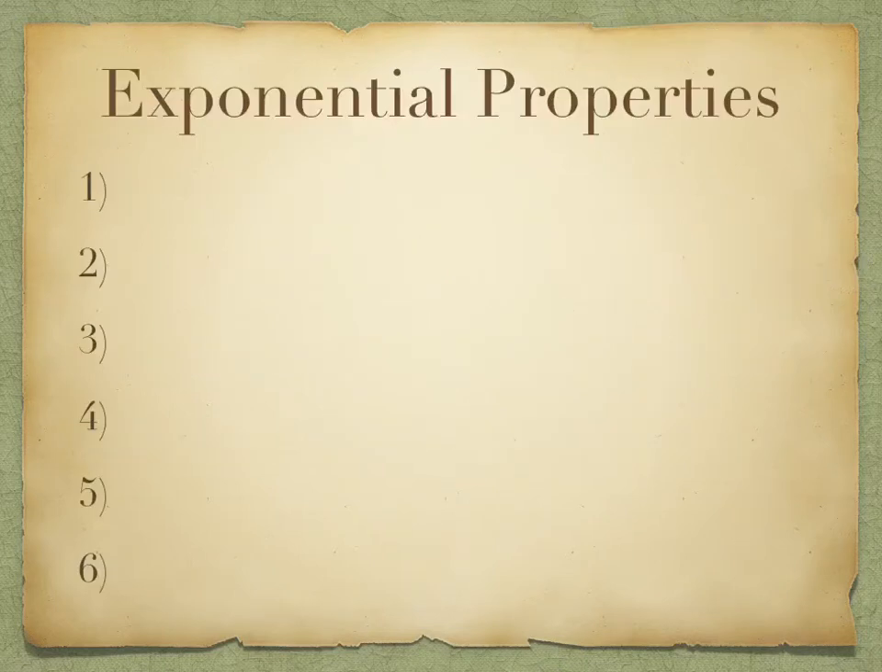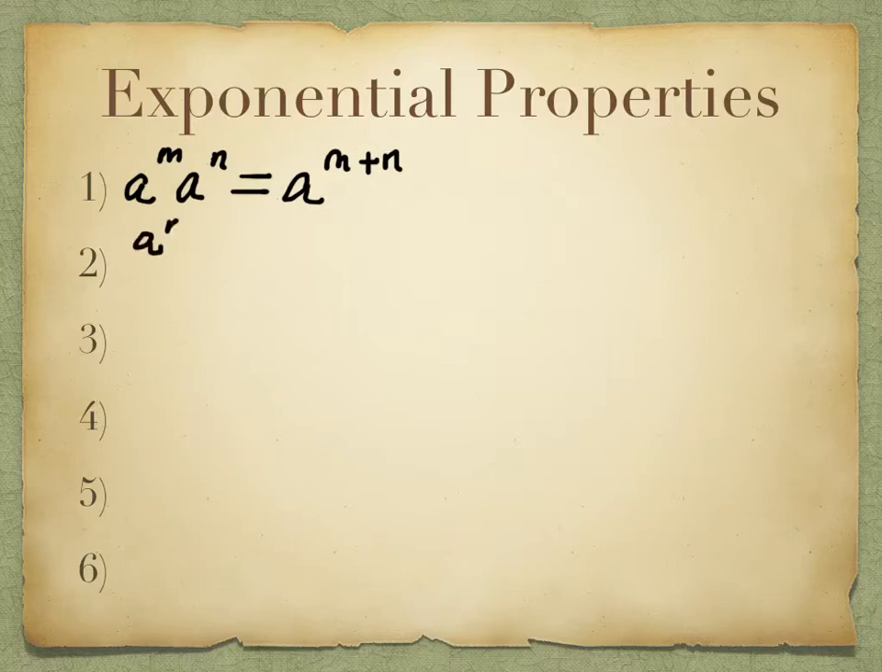Exponential properties. So you should know these. You've encountered these so many times they should be like knowing the back of your hand. All right, the first exponential property is a to the m times a to the n. What do you do with those exponents? You add them. And very similar to that, if you have division of exponentials of the same base, a to the m divided by a to the n, what do you do with the exponents? You subtract.